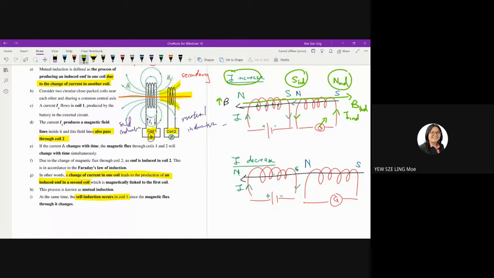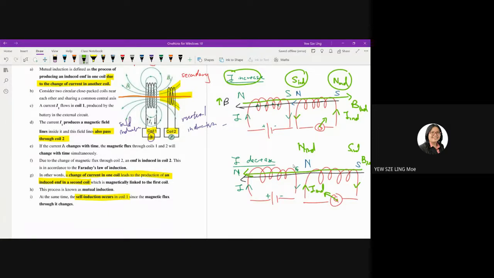When I decrease, magnetic field induced will be generated in the same direction, meaning that now my north induced and my south induced are located at the opposite positions. Okay, so this is my I induced. So when it flows through the galvanometer, the needle is being deflected to the left. The needle is being deflected to the left.